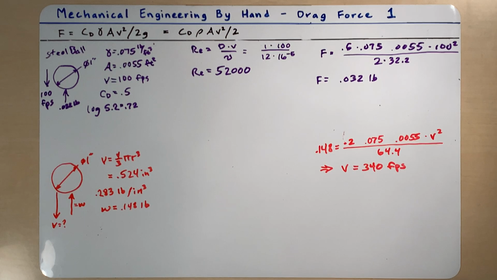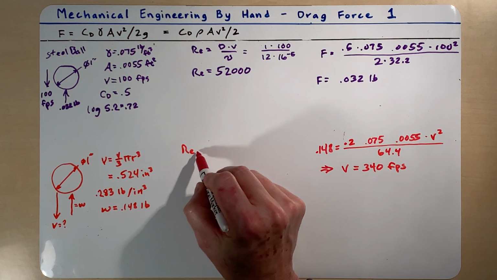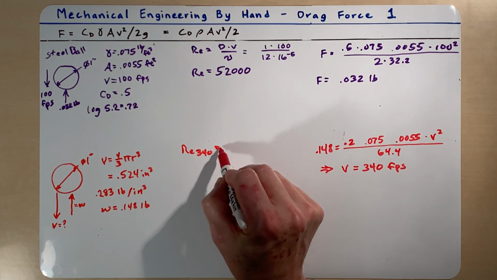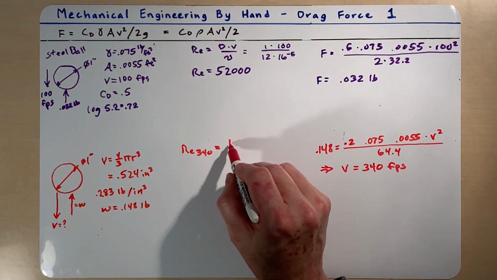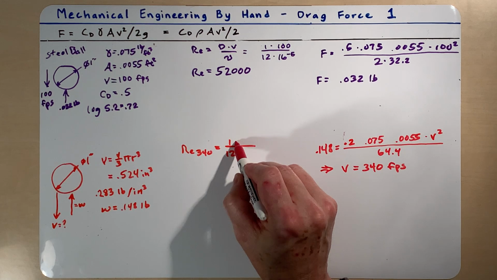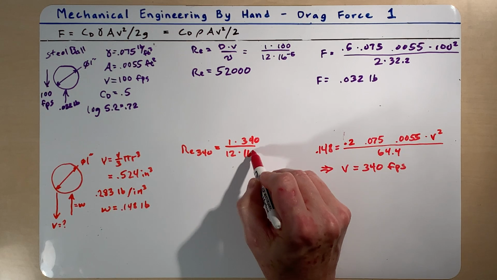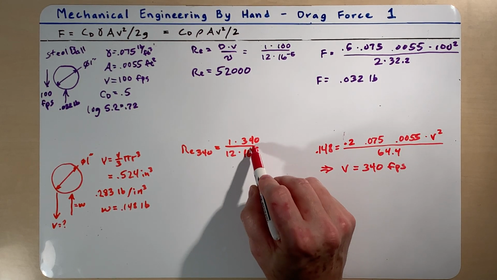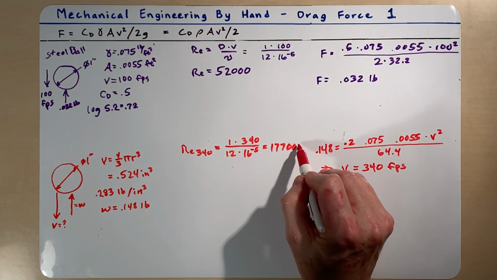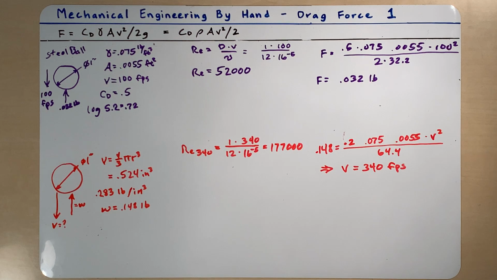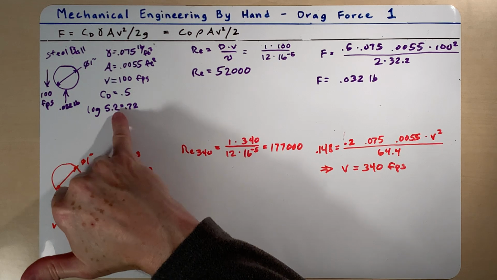Okay, so now we want to check the Reynolds number to make sure that makes sense. So the Reynolds number for the 340 is dV over kinematic viscosity. So we have 1/12 times the velocity, 340, divided by 16 times 10 to the negative fifth. So that is 177,000. Okay, and then using this log calculation of 1.77, we get 0.25.